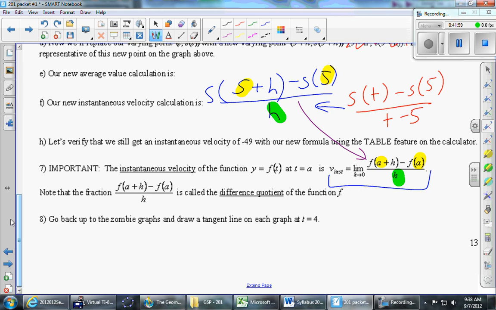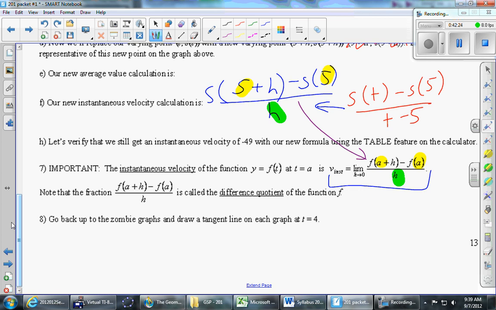Who's our next reader? Richard, can you do the note? Okay, the fact that it has a name means it's important. We're going to be seeing the difference quotient a bunch because it comes up every time we do this instantaneous velocity.